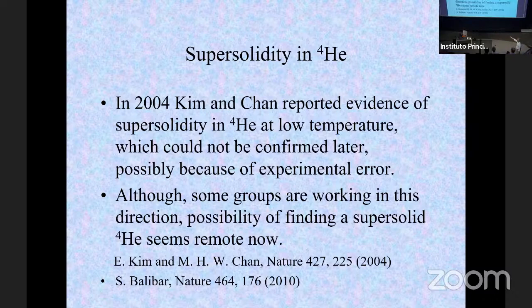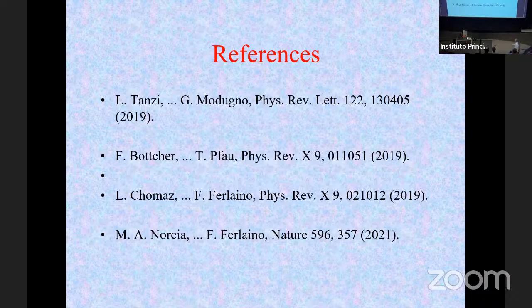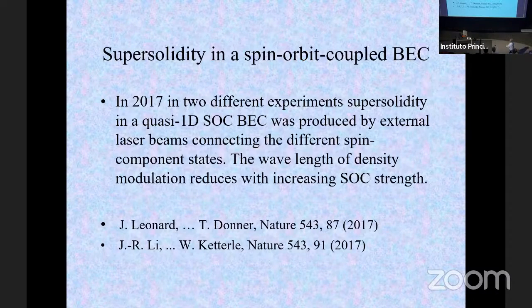So these are the two papers. The first paper showed the supersolidity, and the second paper contested it. Now, supersolidity and dipolar BEC. In 2019, in different experiments led by these three groups, Francesca Ferlaino, Modugno and Tilman Pfau, they observed supersolidity in a quasi-1D dipolar system. And in 2021, the Ferlaino group observed a quasi-2D dipolar supersolid with hexagonal symmetry. And these are the references of those four papers.